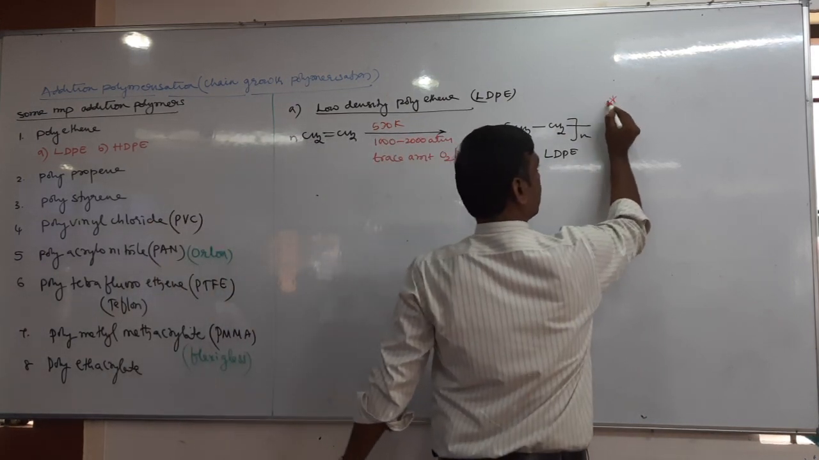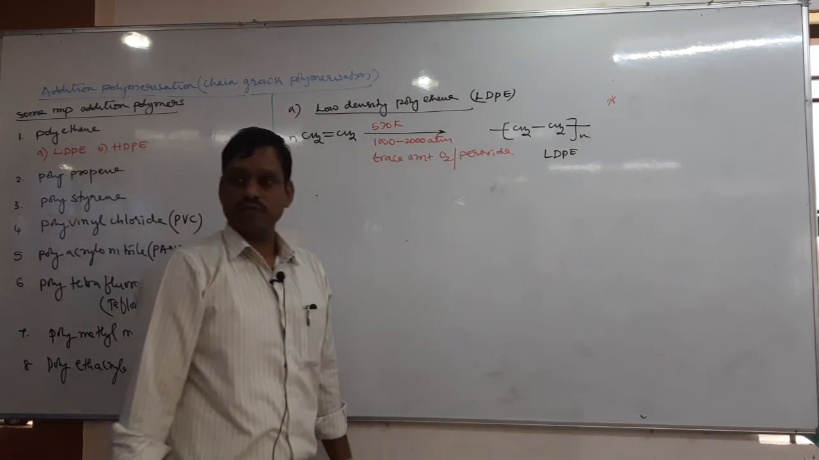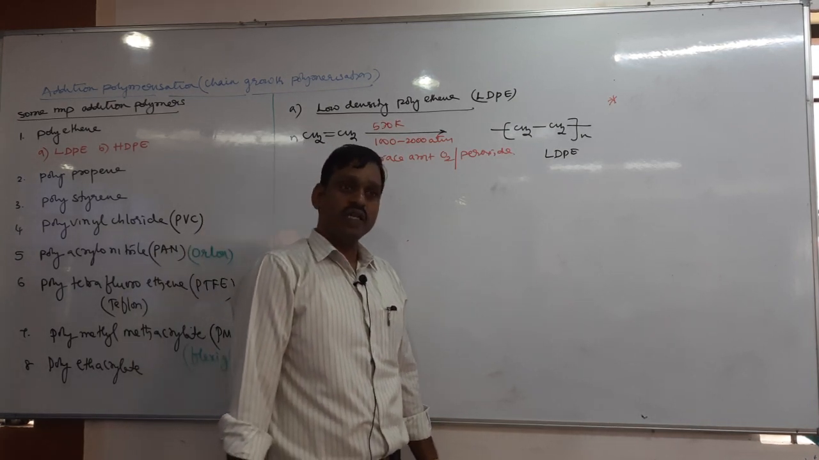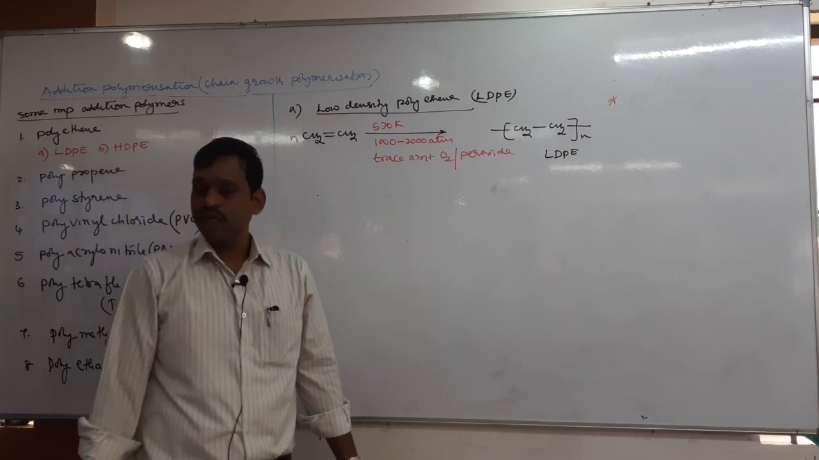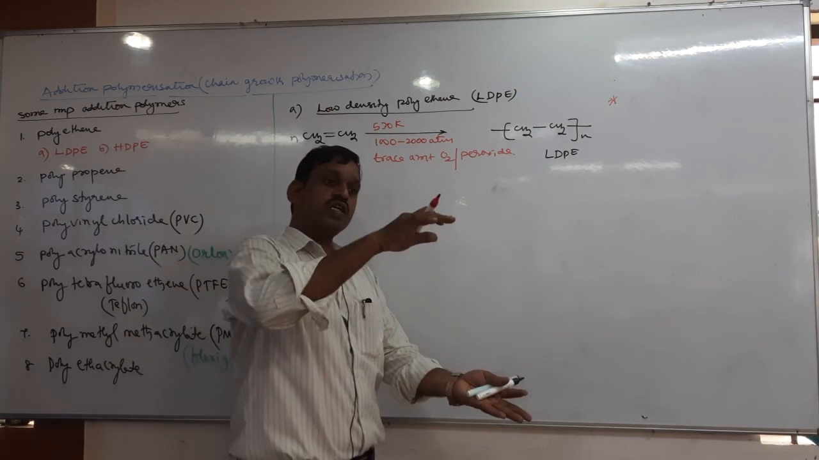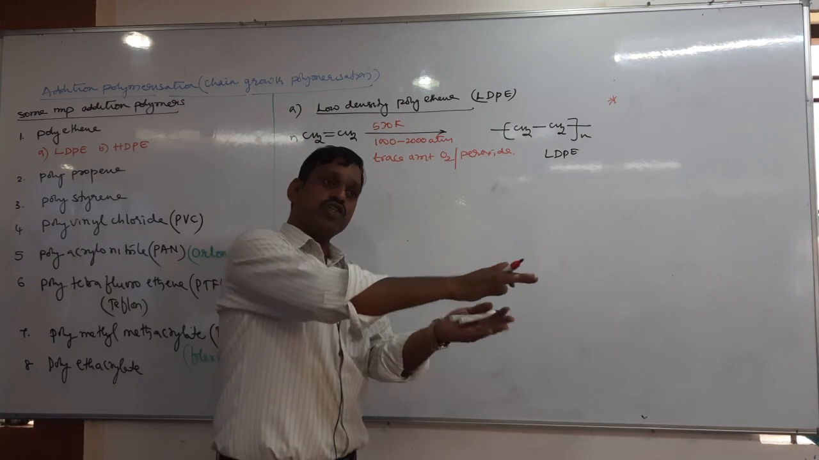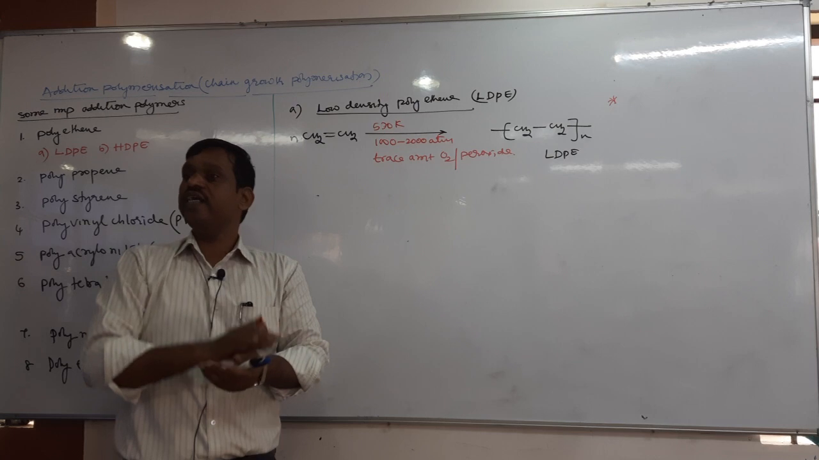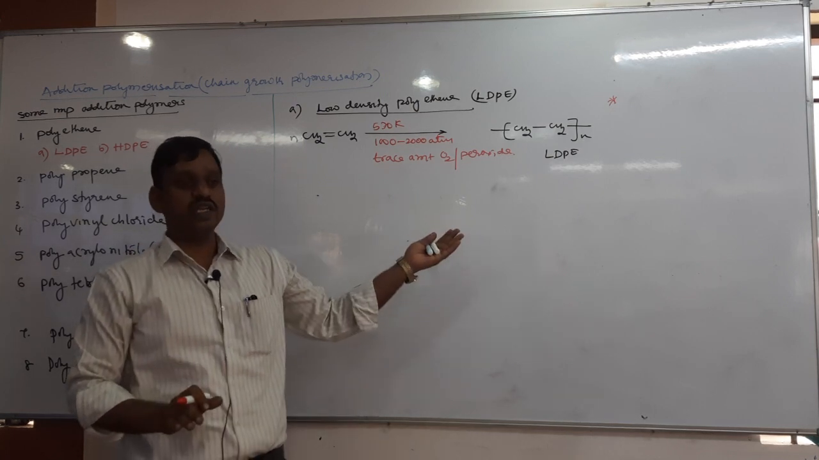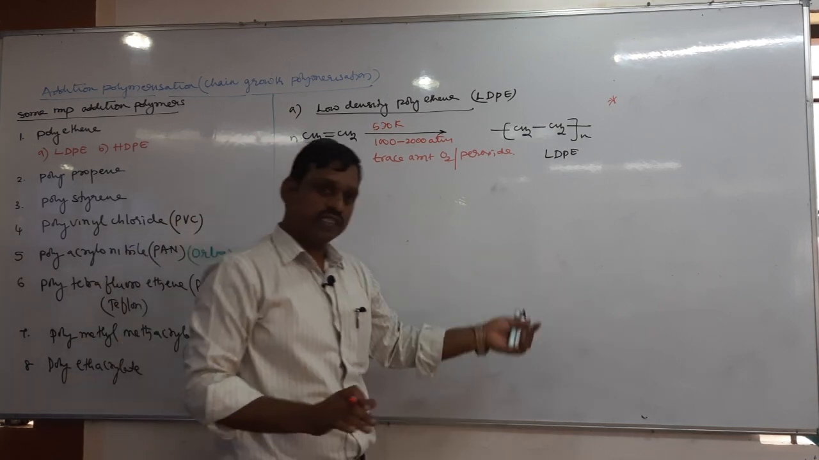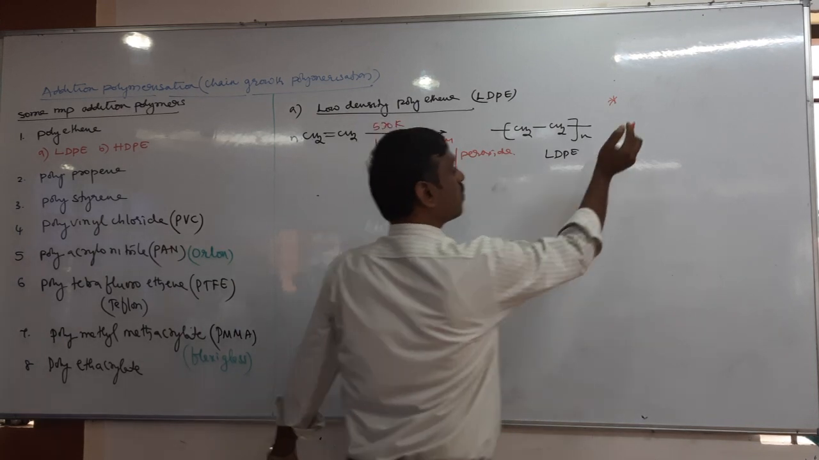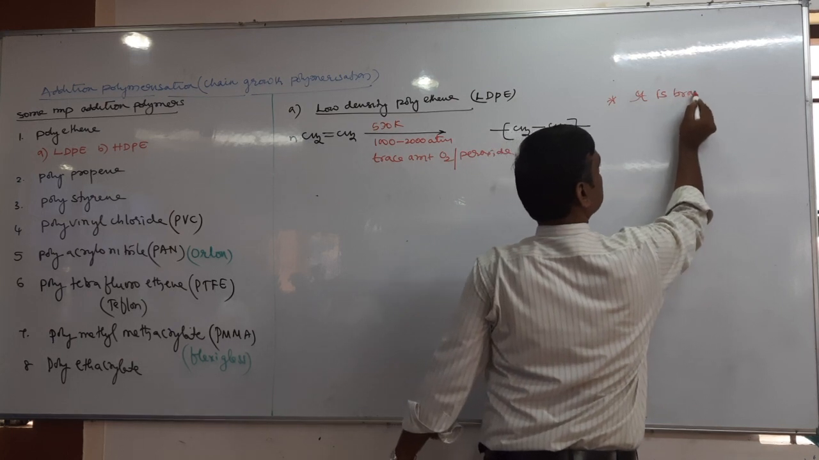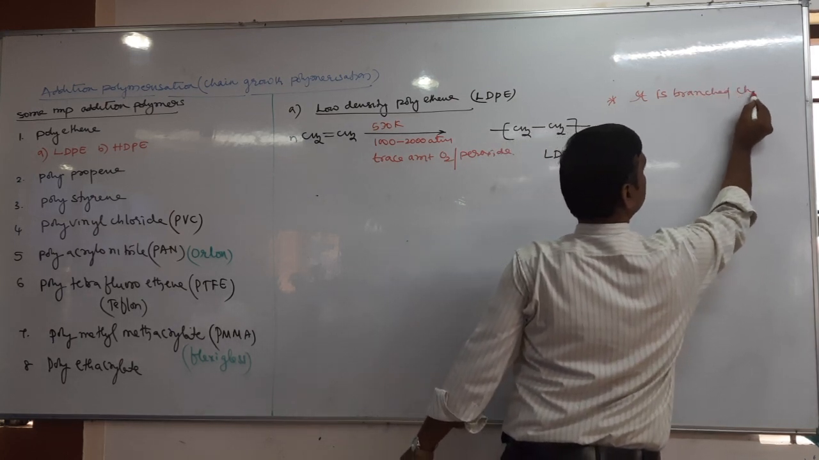One: is it a linear or branched chain polymer? LDPE, low density, is it linear or branched chain? If it is a linear polymer, we know that linear polymers are stacked over each other, very closely packed. Due to very close packing, they become high density. It is low density. Therefore, it is a branched chain polymer.